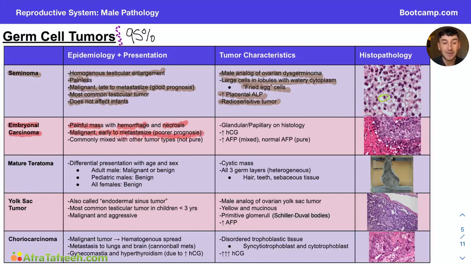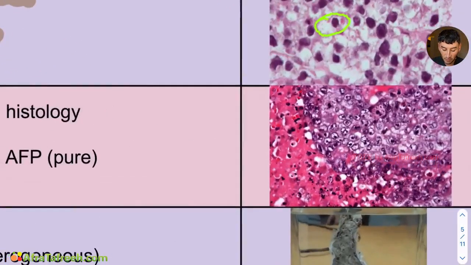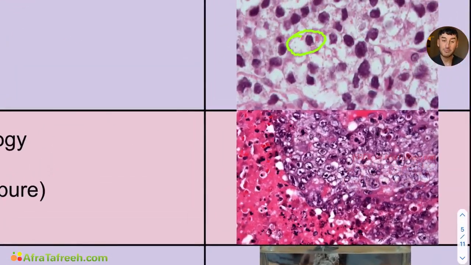Additionally, these can be mixed with other tumor types. So that's an additional aspect of this tumor that's important to know. And you can differentiate a pure versus a mixed tumor based on other lab values, which we'll talk about in a second. So when we talk about the tumor characteristics, it's going to have glandular and papillary characteristics on histology. So let's take a closer look at this histology and what we're looking for. And I want to actually compare this to seminoma because they are so different.